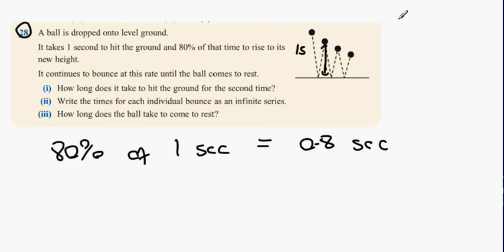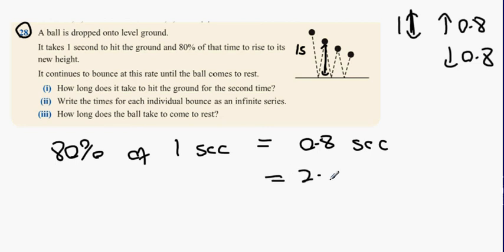So when the ball is dropped down, it takes 1 second. Then when it comes back up, it's 0.8. And then it goes back down 0.8. So when you add them together, it's actually 2.6 seconds in total for the ball to come back down again.